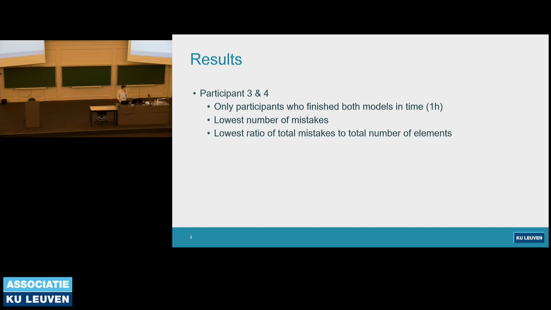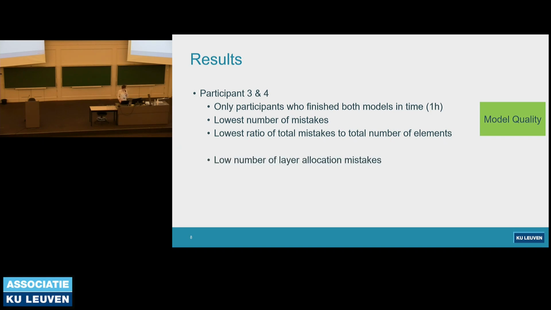So now we can take a closer look at participants 3 and 4. They were the only participants that finished both models in time. They had the lowest number of mistakes overall. And when comparing the number of mistakes to the total amount of elements in their models, they also had the lowest ratio. These 3 elements show that their models were of a higher quality than the other participants.